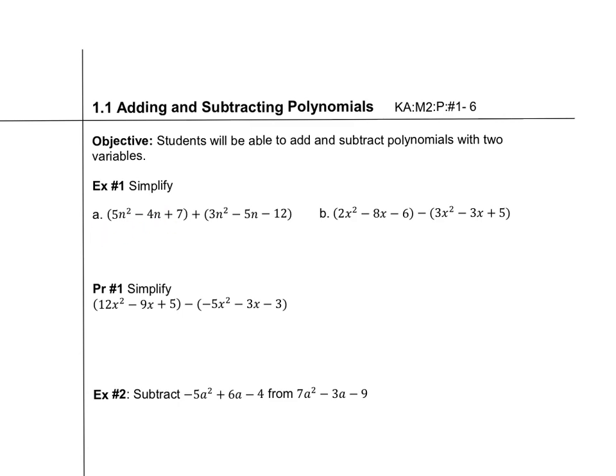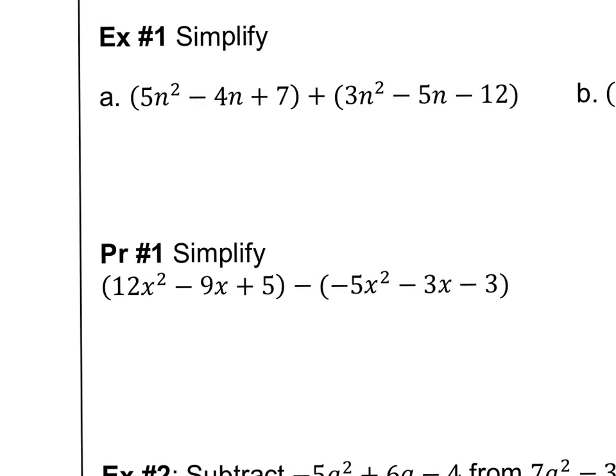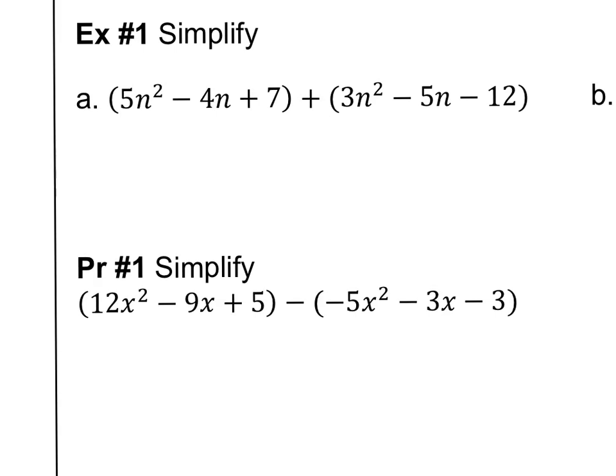That one's pretty straightforward. What I like to do when I'm adding is, since all I'm doing is adding, I don't have to worry about any of the signs changing. They're all just going to stay the same. So all I have to do is line up the like terms. And you could do this with highlighters. You could do this with just circles and shapes.